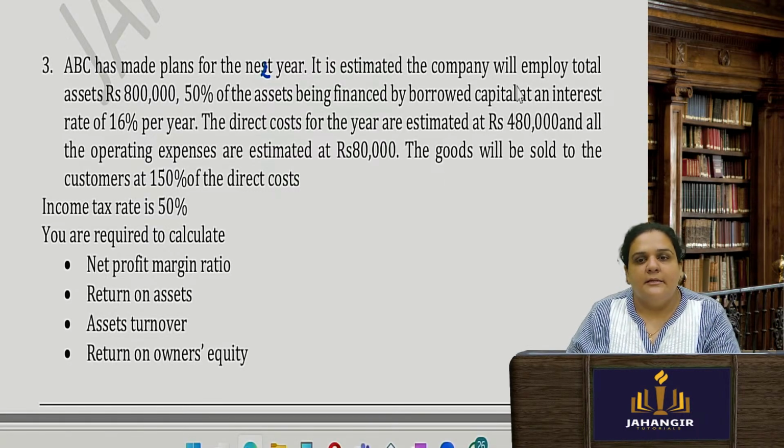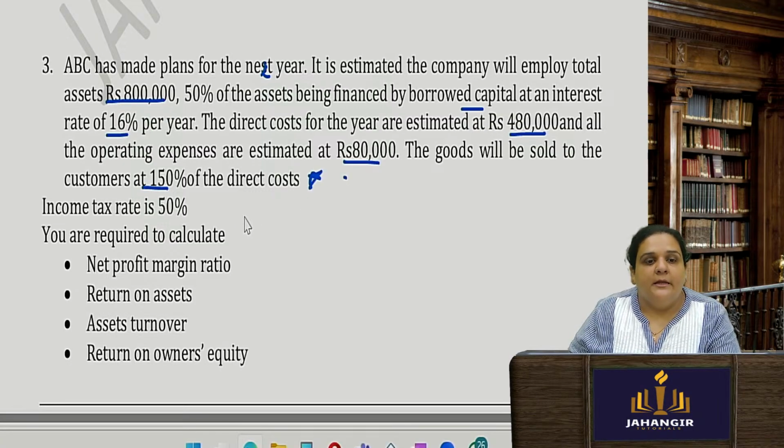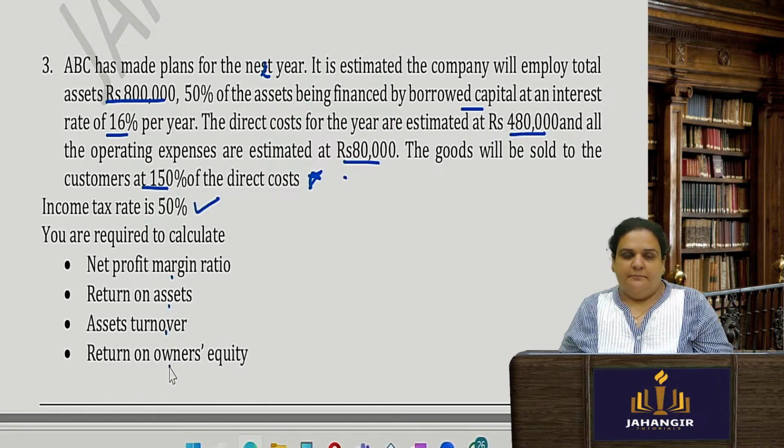It is estimated the company will employ total assets of rupees 8 lakhs. 50% of these assets will be financed by borrowed capital with an interest rate of 16% per year. The direct costs for the year are estimated as 4,80,000 and all the operating expenses are rupees 80,000. The goods will be sold to the customers at 150% of the direct cost. Income tax rate 50%. Calculate net profit margin, return on assets, asset turnover, return on owner's equity.